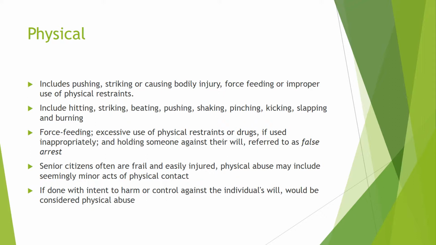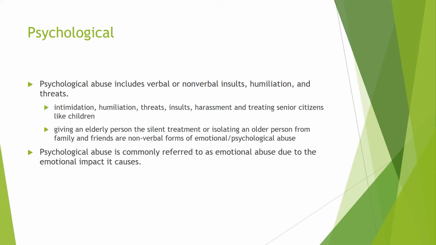Senior citizens often are frail and easily injured. Physical abuse may include seemingly minor acts of physical contact. If done with intent to harm or control against the individual's will, it would be considered physical abuse. Psychological abuse includes intimidation, humiliation, threats, insults, harassment, and treating senior citizens like children.